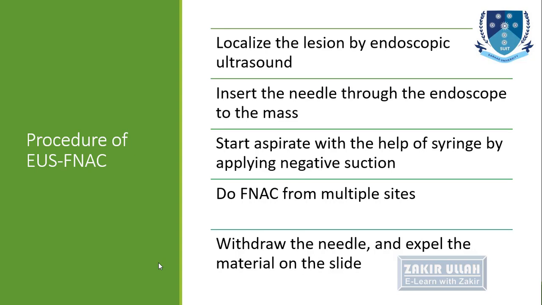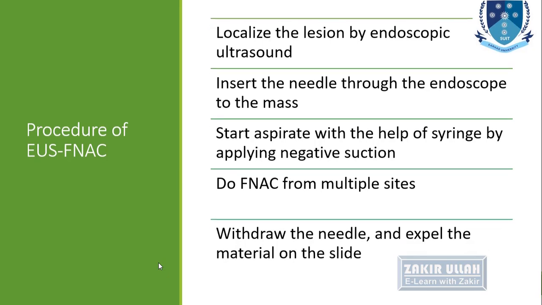The procedure is as we already discussed in the previous slides. First we localize the lesion by endoscopic ultrasound, then insert the needle with the help of the endoscope into the mass, then we start aspirating with a syringe by negative suction, and we can perform sampling from multiple sites in the alimentary tract or that area. After that, we withdraw the needle and spread the material onto the slides.